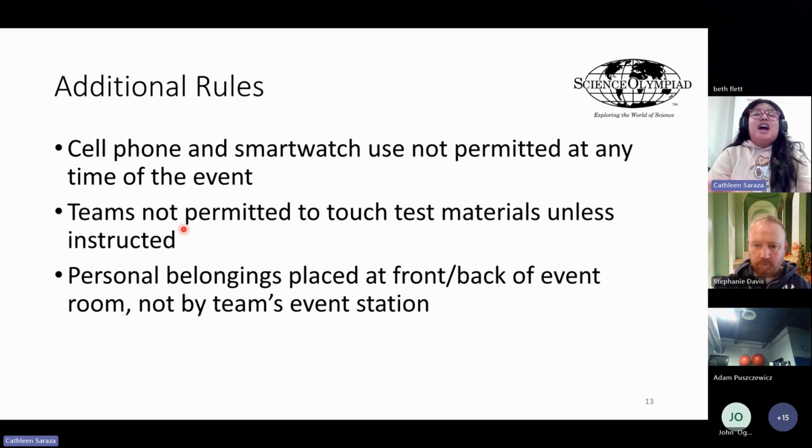Also, teams are not permitted to touch test materials unless instructed, and I will give clear verbal cues for that. So if your students sit down, they should not touch anything on the table. As I said before, personal belongings can be placed at the front or back of the room, such as water bottles, bags, but they can't be by the students during the event.